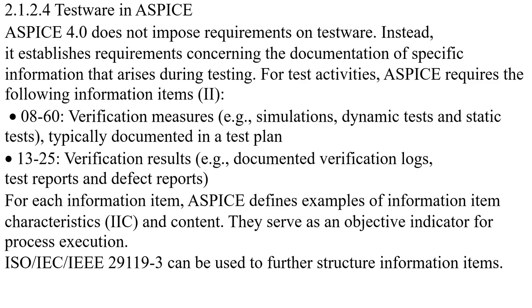For each information item, ASPICE defines examples of information item characteristics and content. They serve as an objective indicator for process execution. ISO/IEC/IEEE 29119-3 can be used to further structure information items.